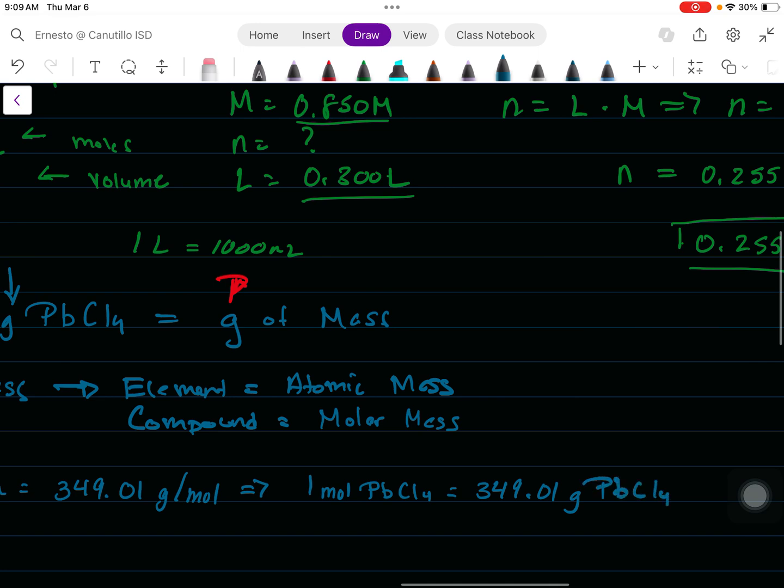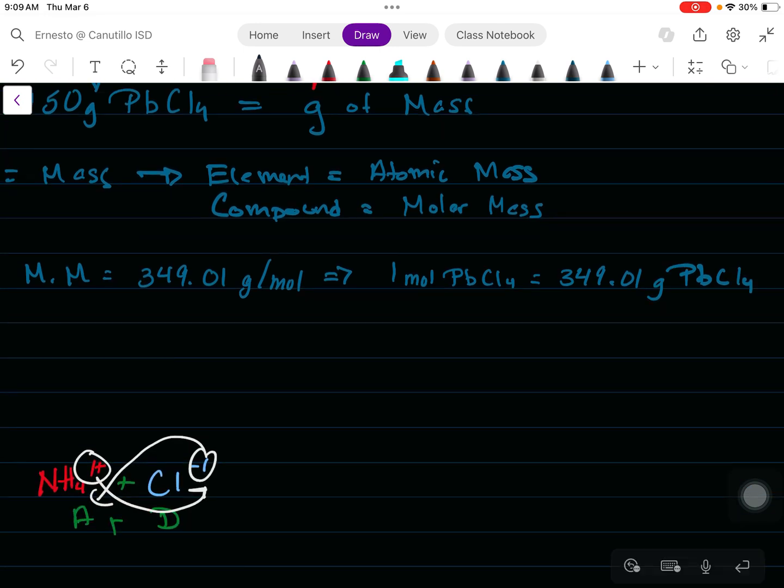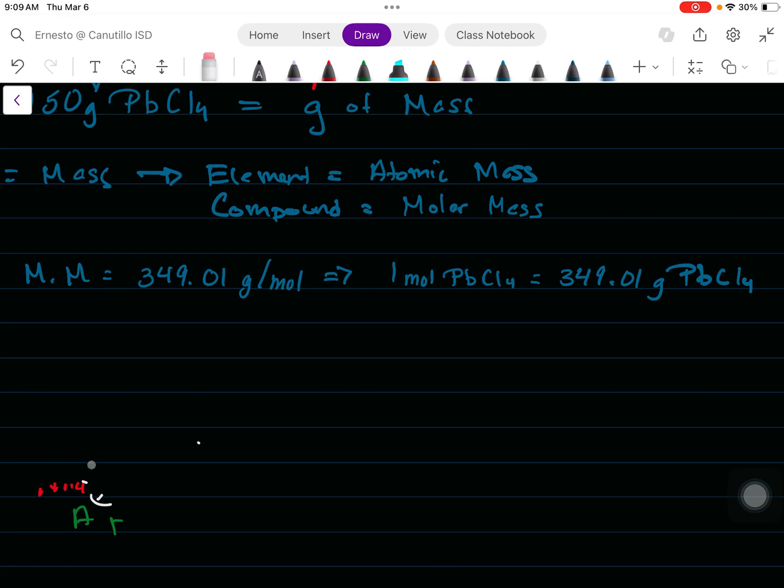Again, there's a video on how to find molar mass. I'm trying to save you a little bit of time, so I'm not going to go over that right this moment, but feel free to go back and take a look at that video. Go ahead and erase this so I have space to work. Now, here is where we start. We have 150 grams of lead 4 chloride.